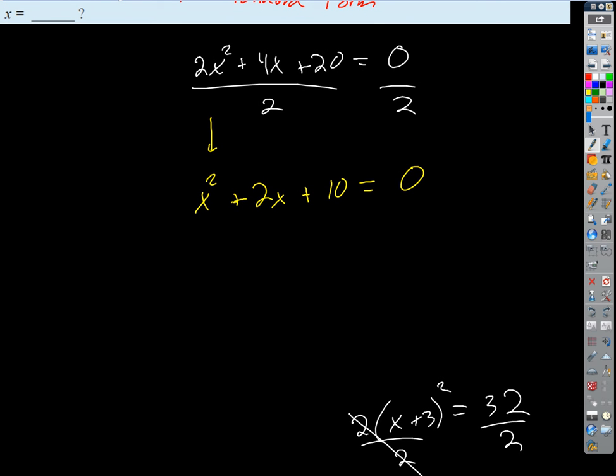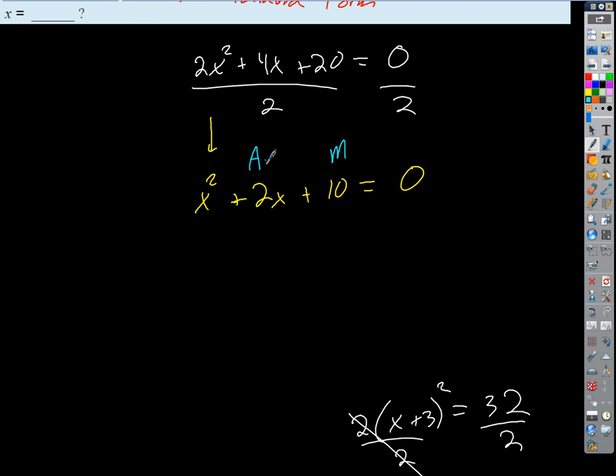Probably the next thing we want to think about is, could I factor this easily? Are there magic numbers here? What would they have to multiply to? 10. They'd have to multiply to 10 and add to 2. Do those numbers exist? No. If they did, that would have been nice though, wouldn't it? Because that makes this problem really easy.